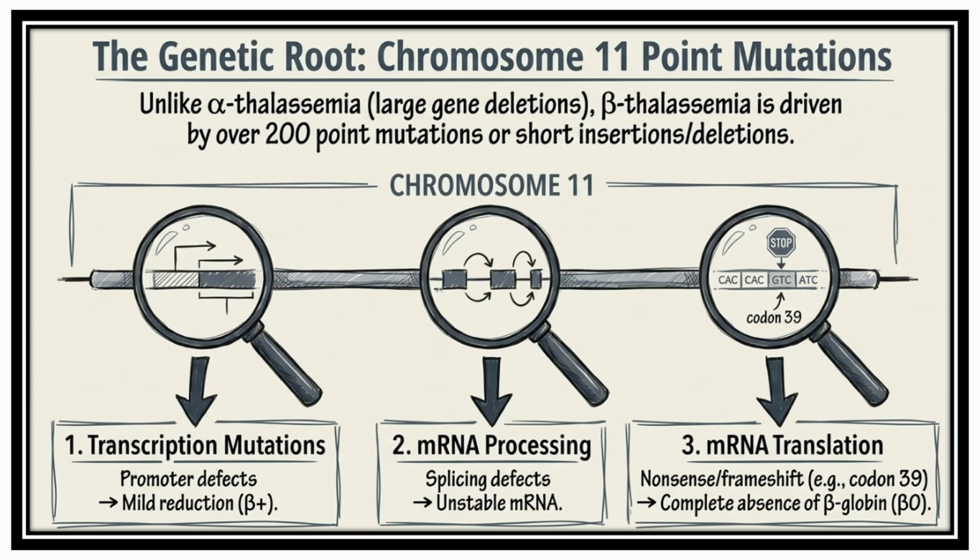The beta globin gene is located on chromosome 11. Mutations in this gene cause beta thalassemia. There are over 200 distinct point mutations in chromosome 11 which can cause beta thalassemia, which can be broadly classified as transcription mutations, mRNA processing defects, and mRNA translation defects.